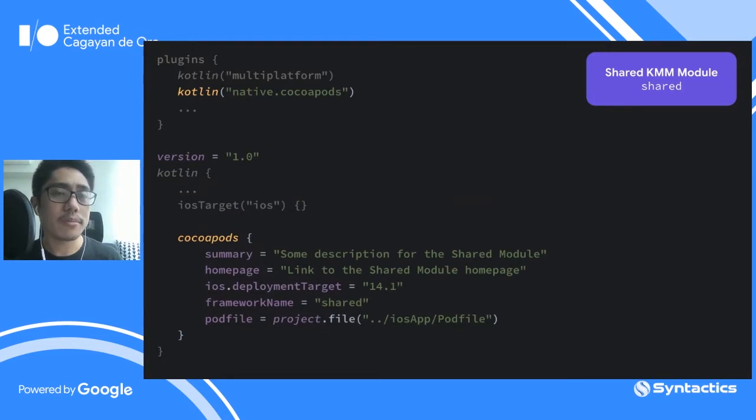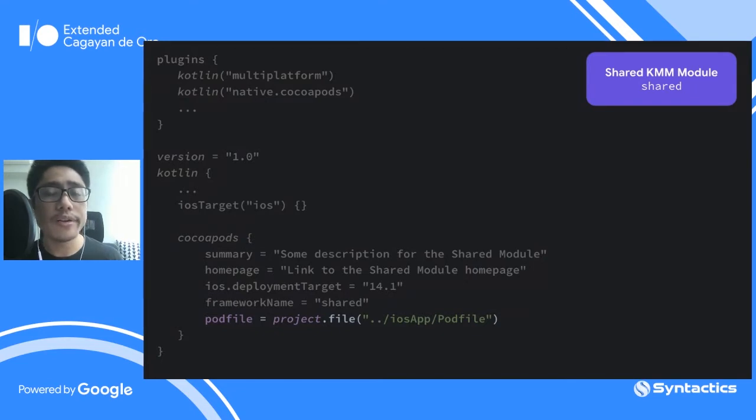So with iOS, there are a lot of package managers, but one supported package manager is CocoaPods, and it makes life easier when integrating with iOS. So here I'm just saying I want to use CocoaPods, and here are the configurations for CocoaPods, some sample summary, homepage, the deployment target, which is 14.1, and this is just going to give us a pod file that we can reference in our iOS project.